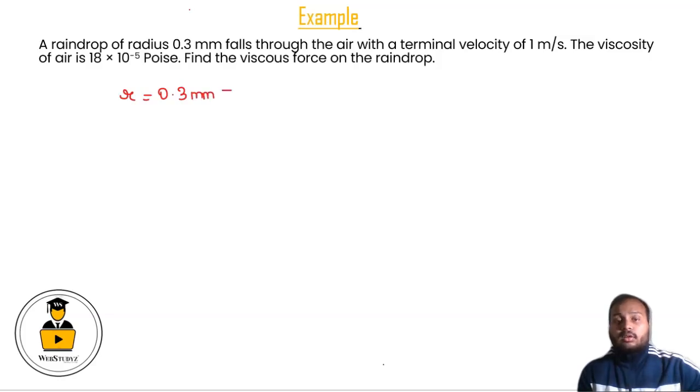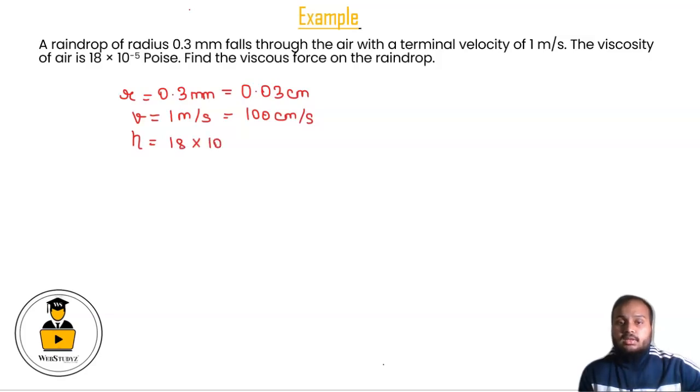Fine. So if we convert this to centimeter, we will get 0.03 centimeter. Fine. We have terminal velocity v as 1 meter per second. 1 meter is equal to 100 centimeters, so 100 centimeter per second. Fine. Now we have viscosity of air, that is nu, as 18 into 10 to the power minus 5 poise.